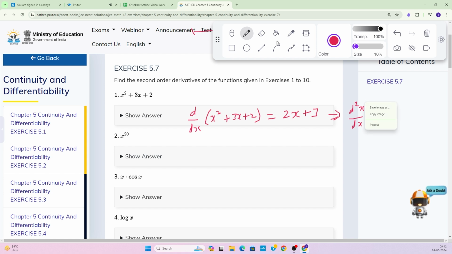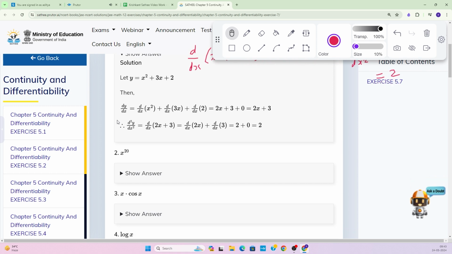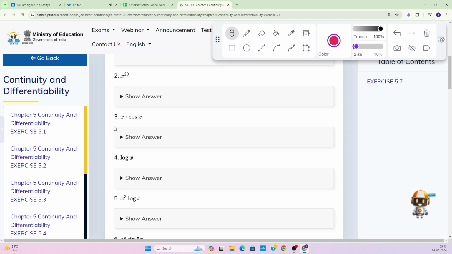This will be d2 by dx square of x square plus 3x plus 2. The second order derivative will be the same as the derivative of 2x plus 3, which will be just 2. So your answer will be just 2. Simple. Now let us move to the next question.